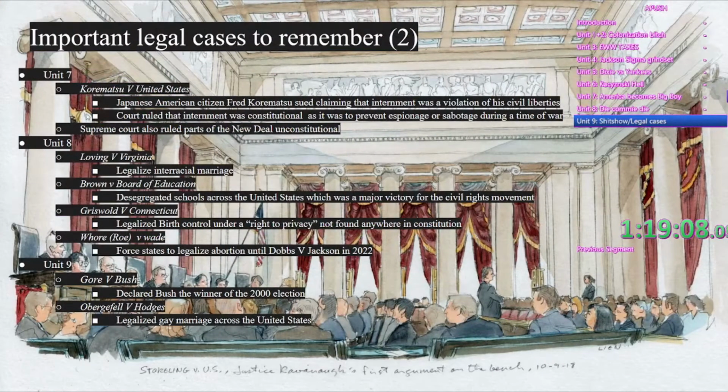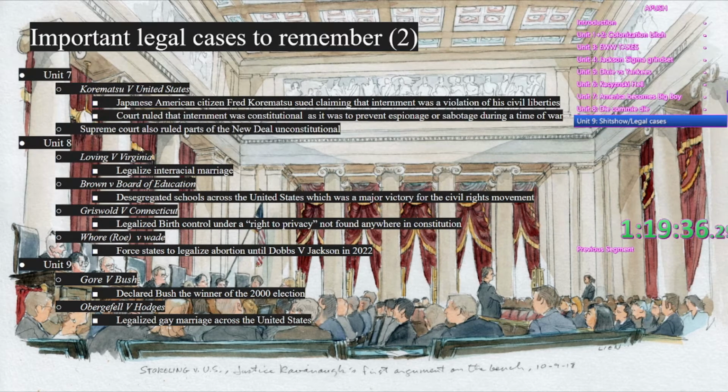For Unit 7, Korematsu versus the United States. Again, we've already explained that, so I'm not going to go into it. What you simply need to know is that the court ruled that internment was constitutional, and it was to prevent espionage and sabotage during a time of war. The Supreme Court also ruled parts of the New Deal unconstitutional during this era.